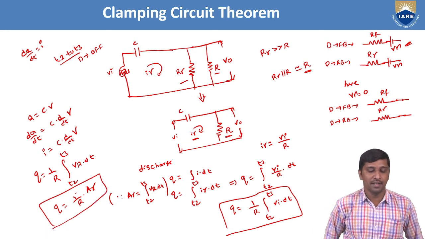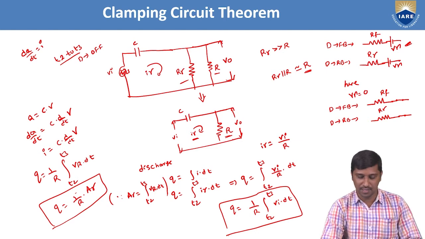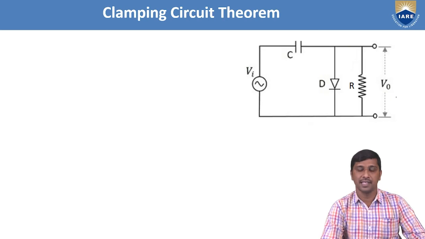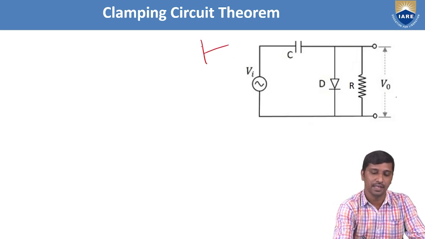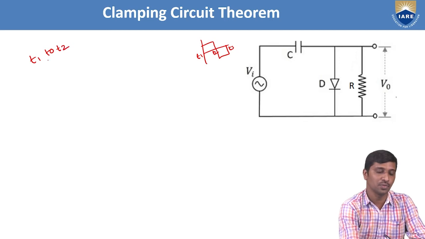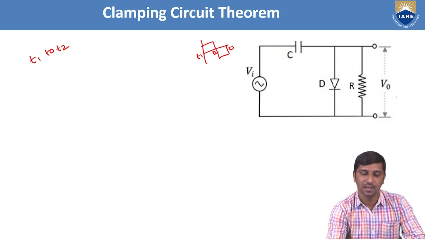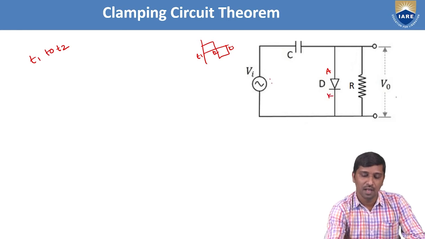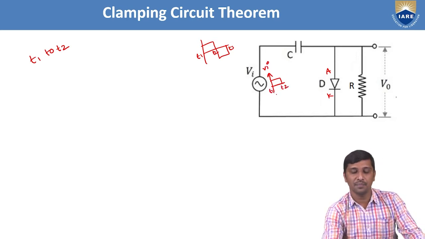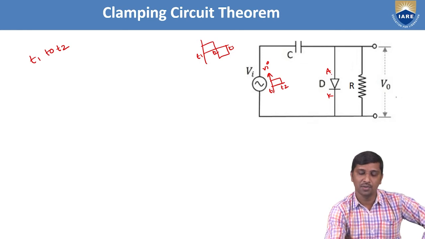Similarly, now we need to identify what happens under the forward cycle, meaning when the input signal is in the positive direction. For the same circuit, let us consider the input again. We already observed the T1 duration, T2 and T3. Just now we observed the interval T2 to T3; now I'm going to observe the interval T1 to T2. Here this is the anode and this is the cathode, and this is the input signal with the T1 and T2 intervals.